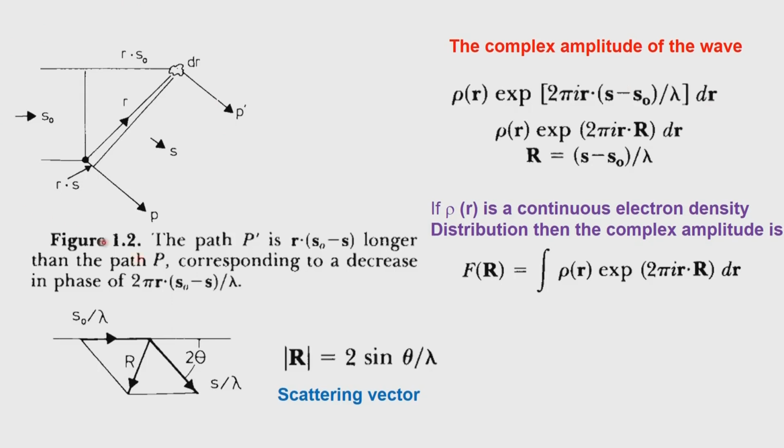But if the electron density is continuous in the entire crystal space, this can now be obtained as the integration over the entire crystal of rho of r d of r. This is the phase factor, and this is the quantity which contributes to the overall complex amplitude, and therefore we get f of r, which is referred to as the scattering factor.